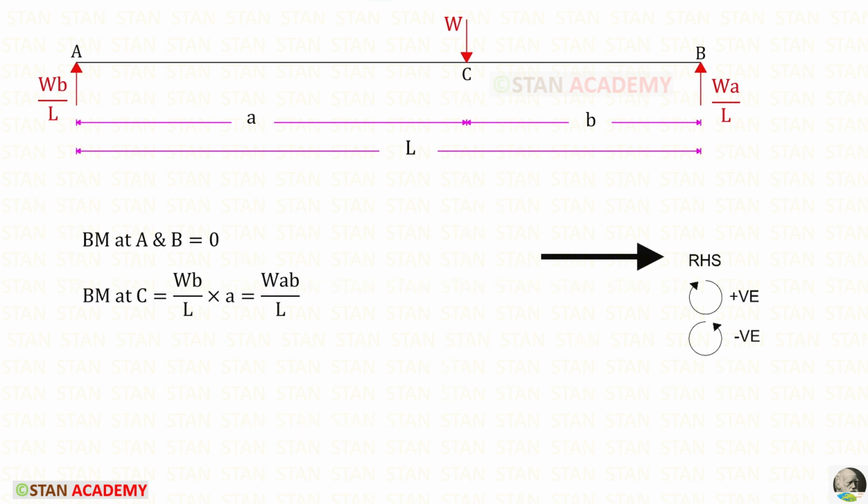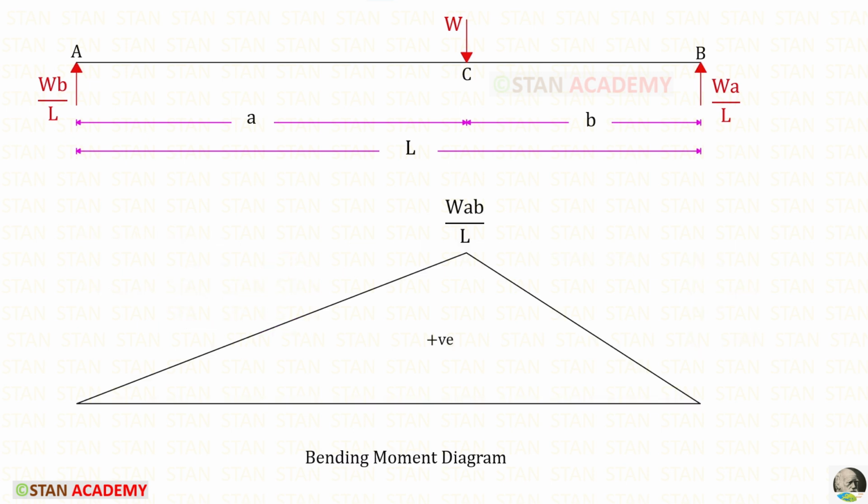We know that in the simply supported ends A and B, the moment will be 0. From the point A, I am going to find the moment at C. In this case, we have to follow right hand side rule. RA is acting in the clockwise direction, so it will be positive, and the distance up to C is a. Wb upon L into a, we will get Wab upon L. Here you can see the bending moment diagram.